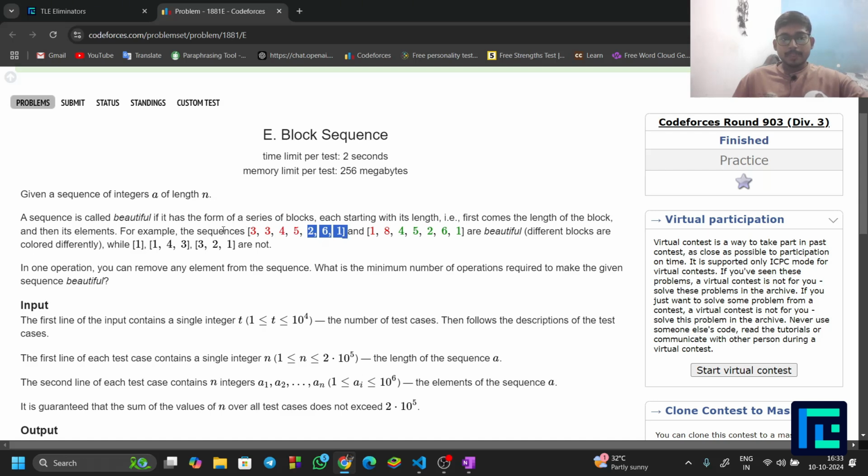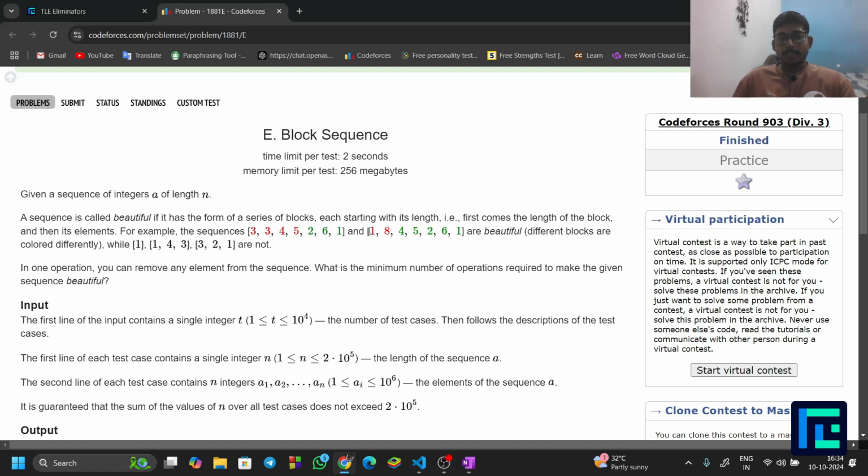So we can say that this particular sequence can be broken down into blocks. It is called beautiful if it has the form of a series of blocks, each starting with its length. So this is one block starting with a length 3 and then 3 elements. This is another block starting with a length 2 and then 2 more elements. So we can see that this sequence can be broken down into these 2 blocks of this type. Then this is a beautiful sequence.